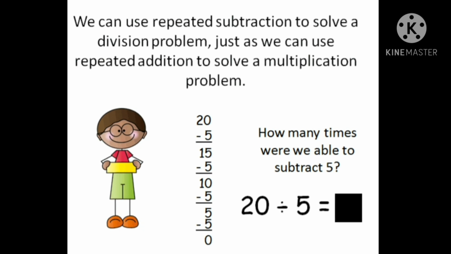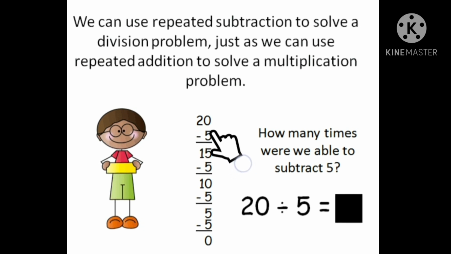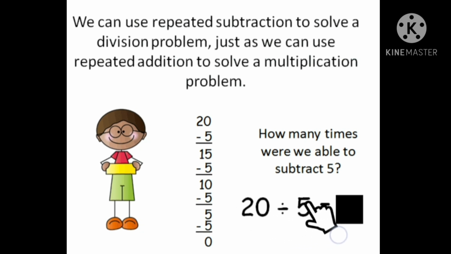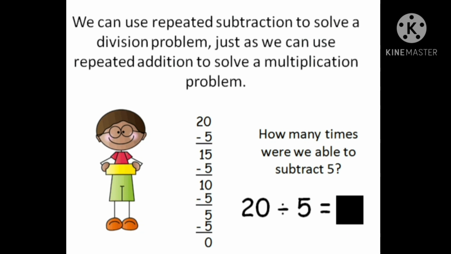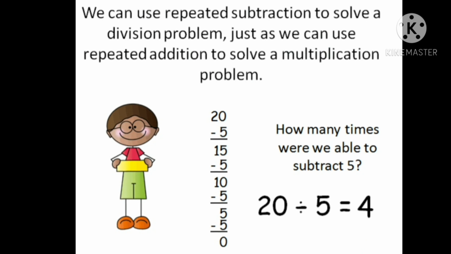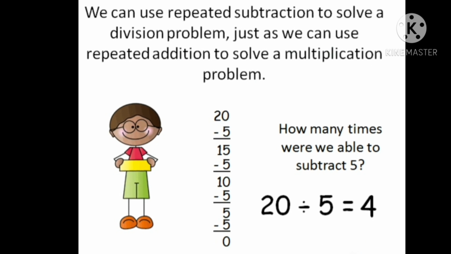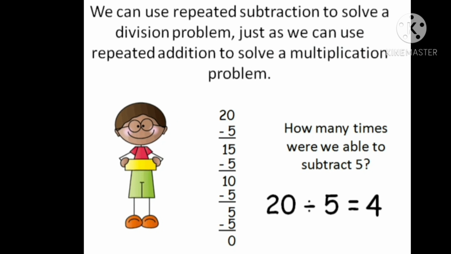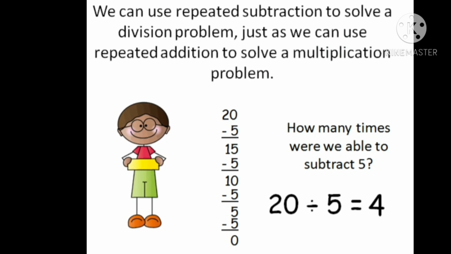Okay, so how many times did we subtract 5? 1, 2, 3, 4. So 20 divided by 5 equals 4. Let's write here 4. 20 divided by 5 equals 4. Okay, so I think you understood the way how we divide with the help of subtraction.